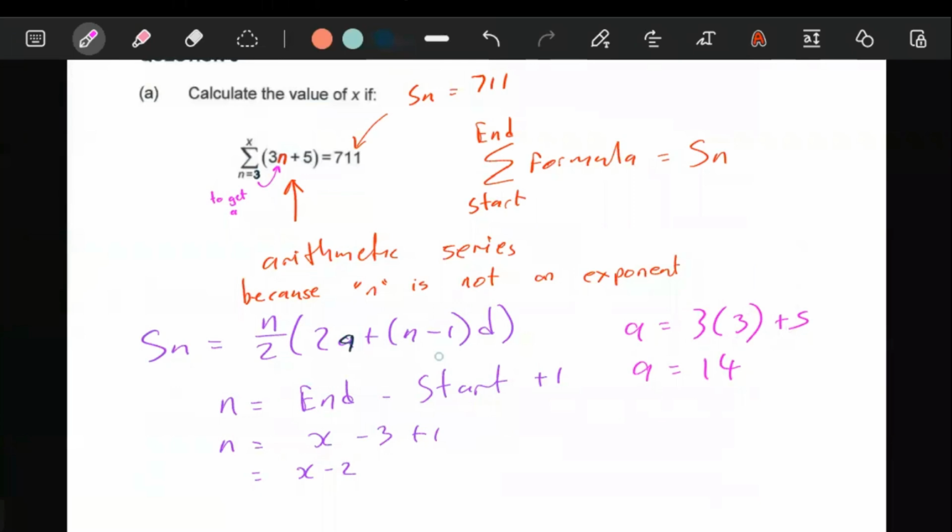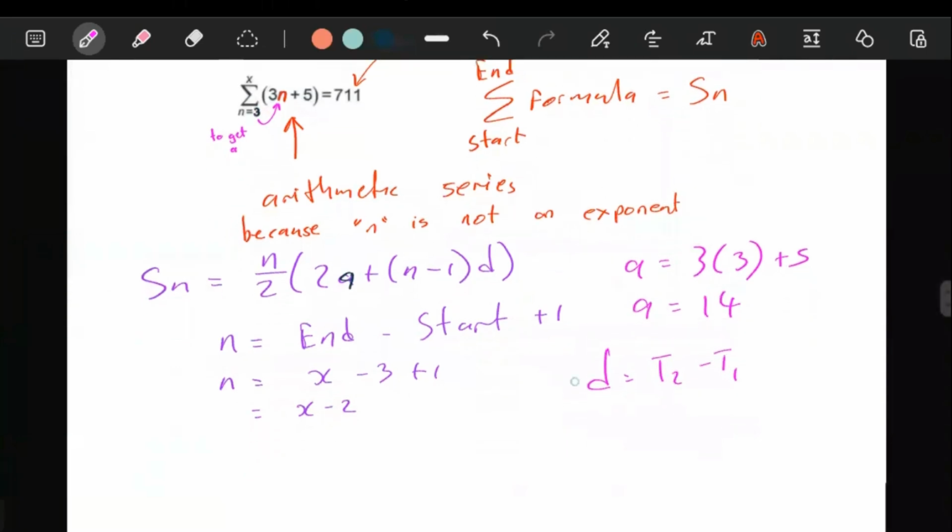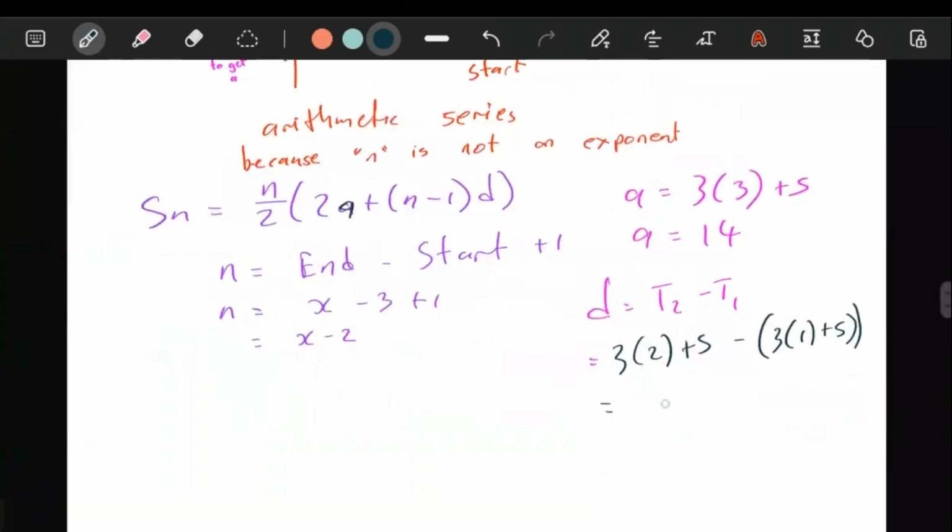And then your value of d is the common difference. See, d is equal to t2 minus t1. So you can just use your formula for that. You're going to put 1 here and you're going to put 2 also. So here's 3 with 2 here, and then you're going to put the 1 there also, using brackets. This is 6 plus 5, which is 11. This is 3 plus 5, which is 8. So 11 minus 8 is 3. There we go.